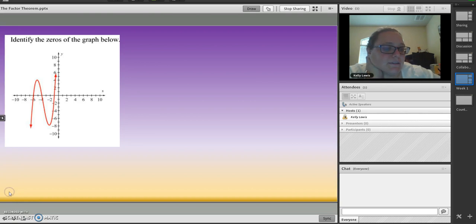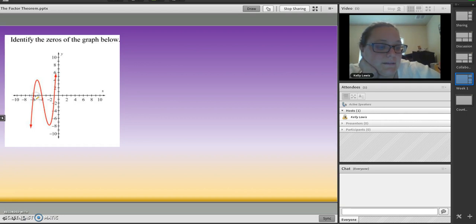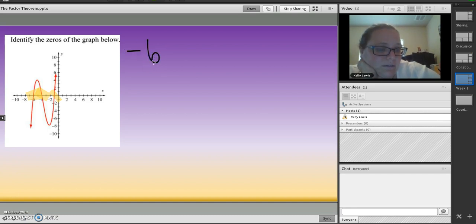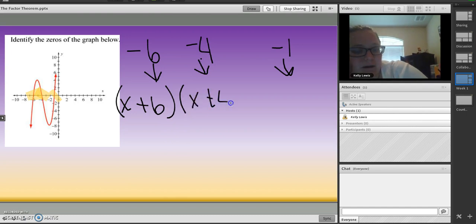Right, so we're going to identify the zeros of this, and the zeros are the same thing as the x-intercepts. They're also called the roots, also called the solutions. So that is at -6, -4, and -1. Right, so those are the zeros. I want us to also practice, if we have a 0, how we write that factor. And so that would be x plus 6. This one right here would be x plus 4. And that one right there would be x plus 1.